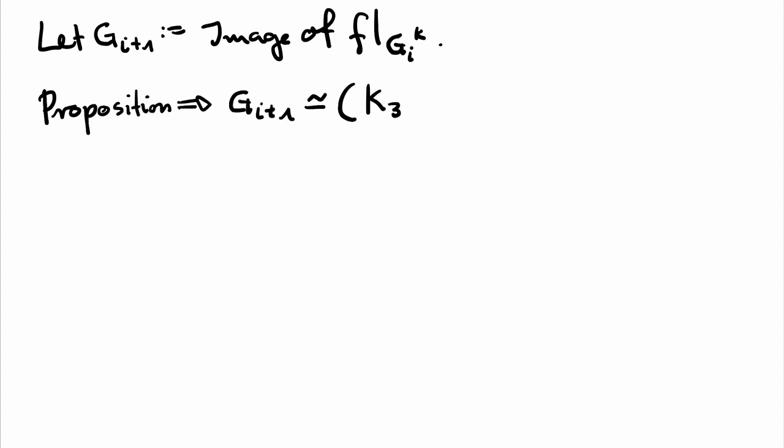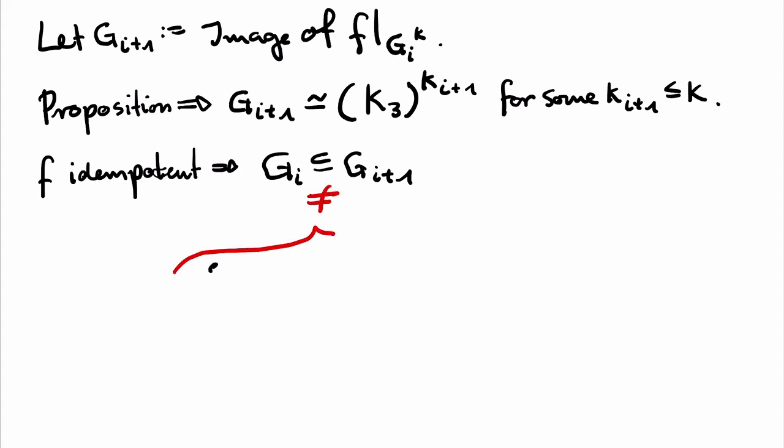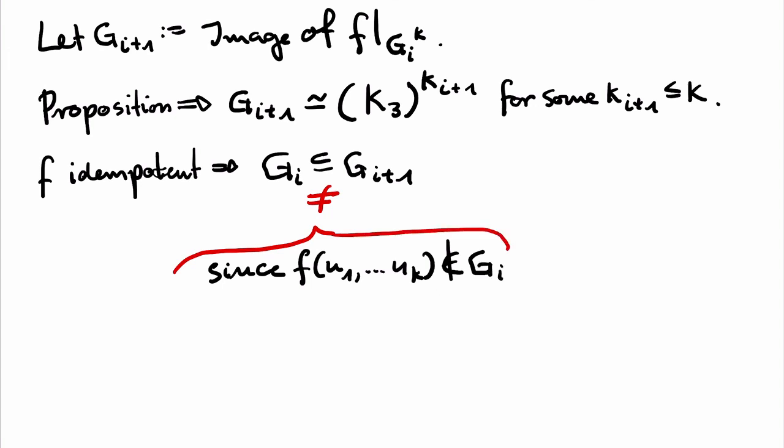In this case, we define G_{i+1} to be the image of the restriction of f to Gi to the k. This restriction is a homomorphism from a finite direct power of K3 into the diamond-free graph H. So by the proposition, G_{i+1} induces a copy of a finite power of K3. Since f is idempotent, Gi is a subset of G_{i+1}. It is even a strict subset, because f applied to u1 up to uk is not in Gi. So we obtain a strictly increasing sequence. But since H is a finite graph, we cannot keep on increasing forever. We therefore must eventually run into the first case.